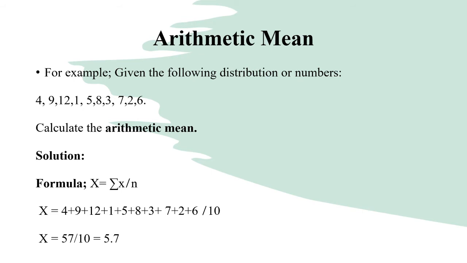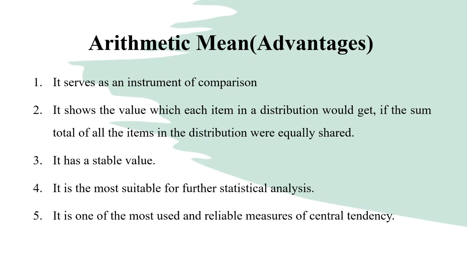Our answer shows that if the items were equally distributed, each of the items would be 5.7. That is, each person will not get less than 5.7. What are the advantages of arithmetic mean? 1. It serves as an instrument of comparison. 2. It shows the value which each item in a distribution would get if the sum total of all the items in the distribution were equally shared.